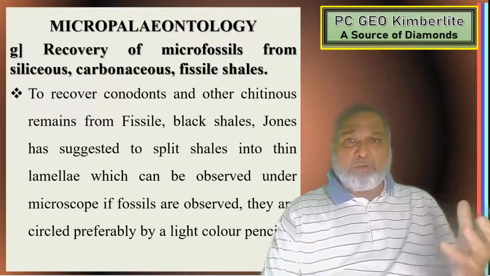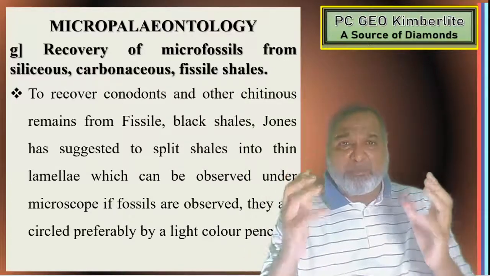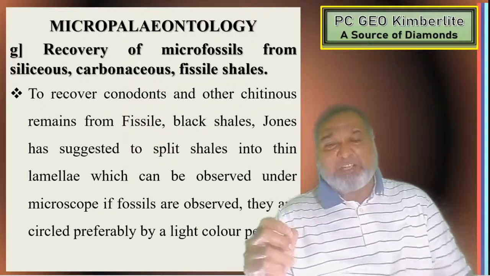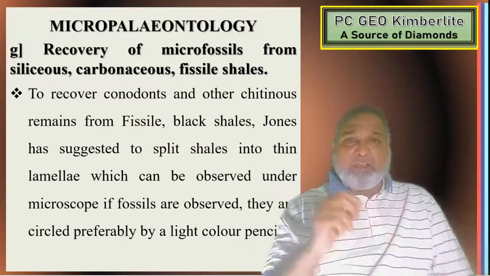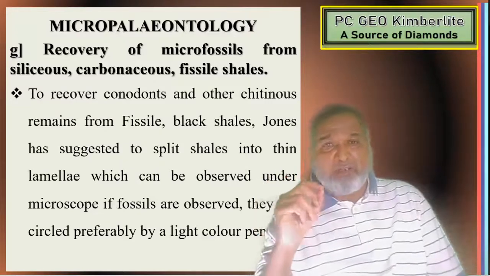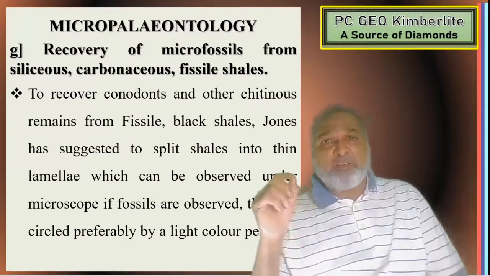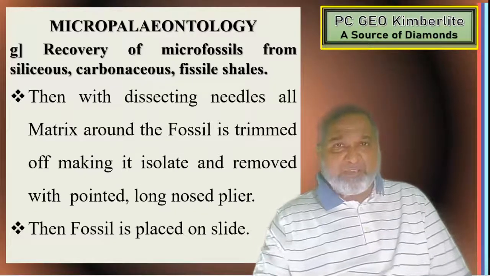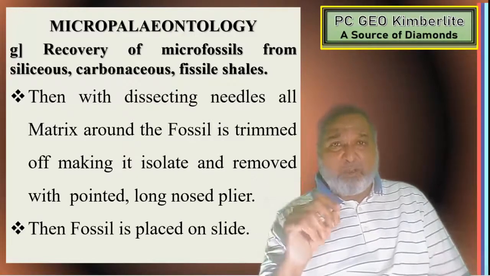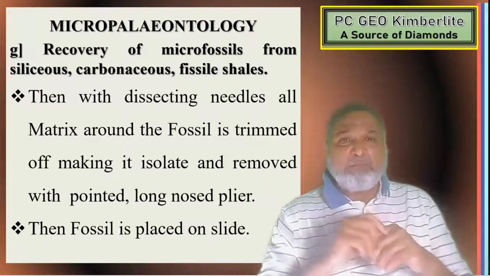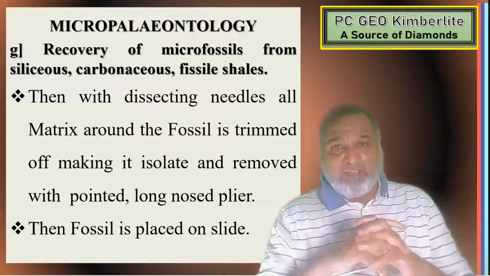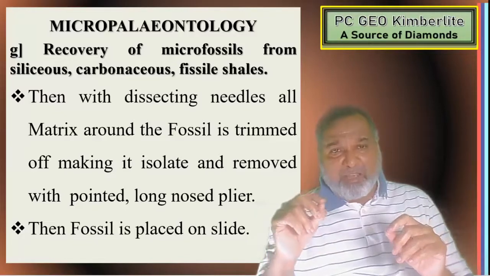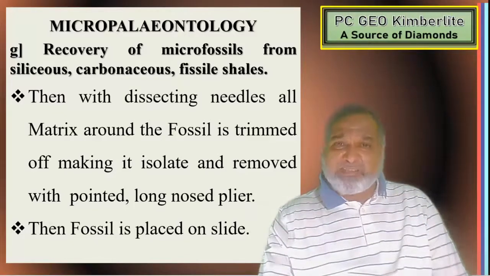To recover conodonts or other chitinous remains from fissile and black shales, Jones suggested splitting the shales into thin lamellae which can be observed under the microscope. If fossils are observed, they are circled, preferably with a light color pencil. Then with dissecting needles, all the matrix around the fossil is trimmed off, making it isolated, and it is removed with pointed long nose pliers, and then the fossil is placed on the slide.